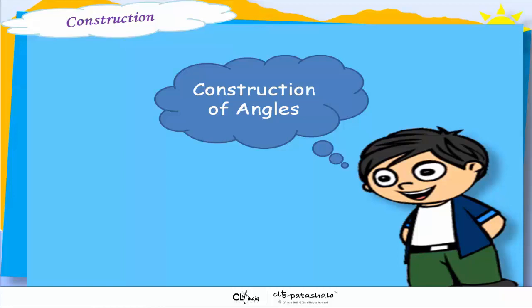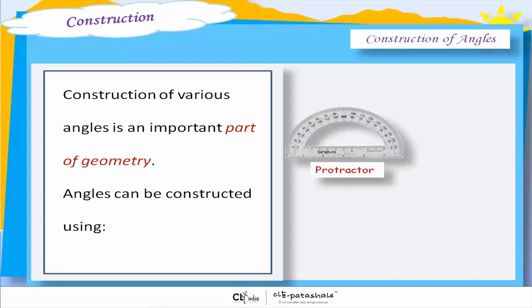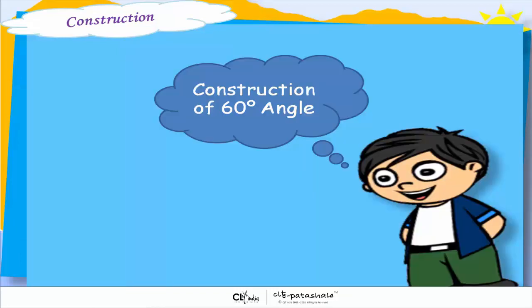Construction of angles. Construction of various angles is an important part of geometry. Angles can be constructed using protractor, ruler, and compass. Now we shall see how to construct an angle of 60 degrees.